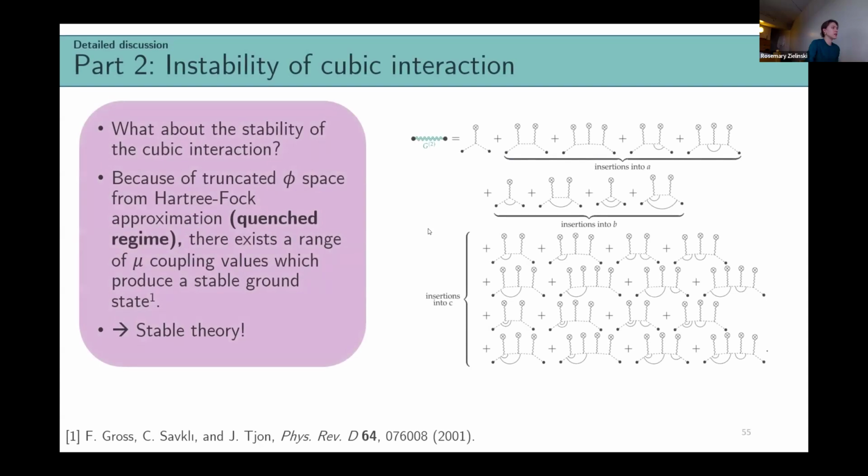But it turns out that because we've truncated the phi space using the Hartree-Fock approximation, we're effectively in something called the quenched regime. This is where we don't get phi loops in our series of Feynman diagrams. That's because this is a particularly good approximation. It's called quenched when we have, let's say, a very heavy intermediate particle. But it's been shown that in this regime, there actually exists a range of mu coupling values which produce a stable ground state. So in this context, we have a stable theory, and this cubic instability shouldn't present any problems.